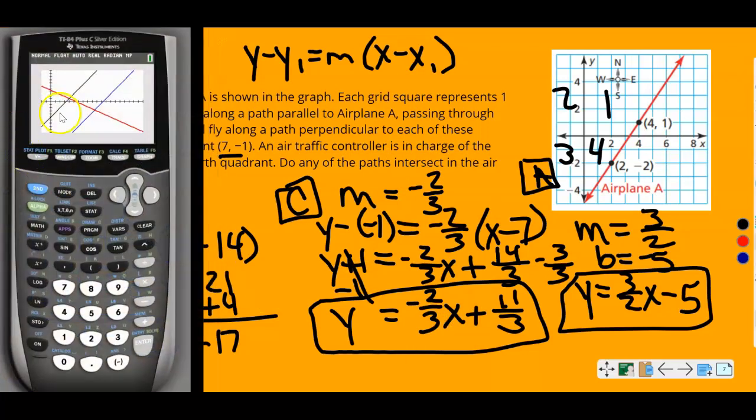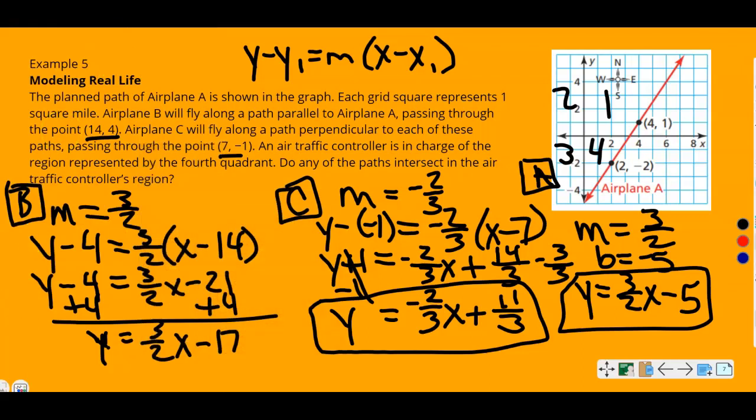These two intersect in quadrant 1, but these two intersect in quadrant 4. So the graph shows that the paths of airplanes B and C intersect in the air traffic controller's region. That's what you can conclude by looking at the graph of those lines. All right, if you have any questions, please let me know.